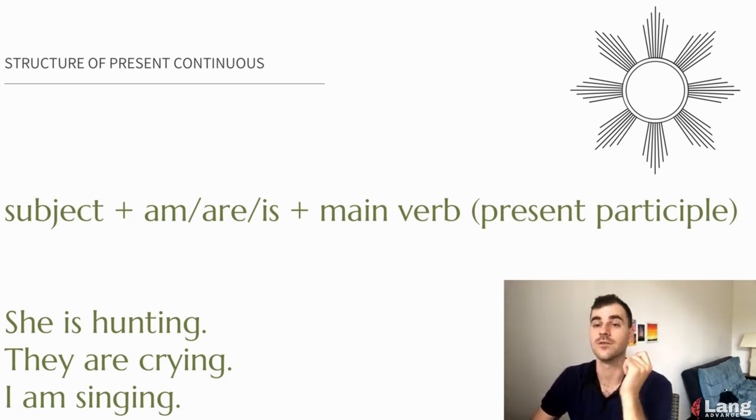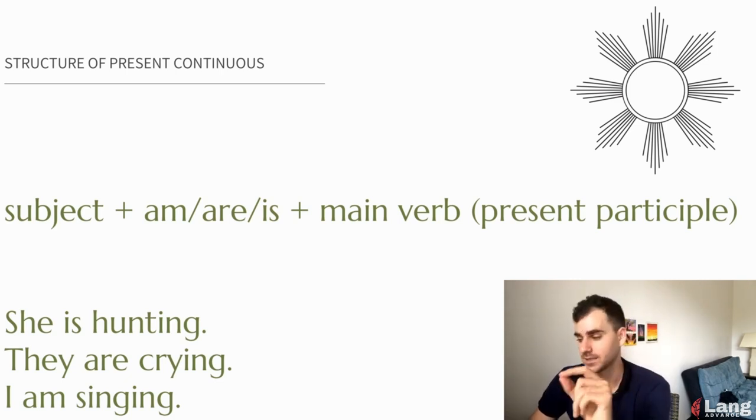Subject, the verb to be, and then the main verb. So the verb to be can be in 3 different forms: am, are, or is. And the main verb is always in the present participle form, which is the verb plus ing. For example, she is hunting, they are crying, I am singing.